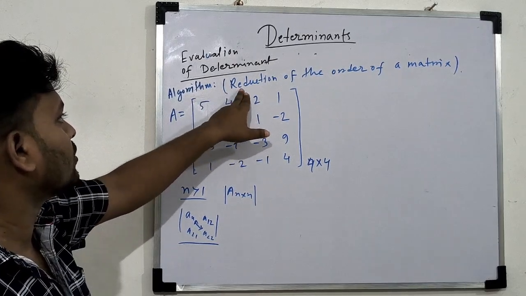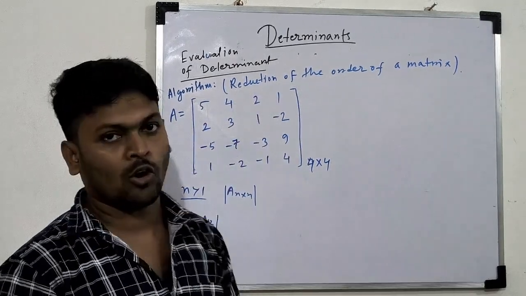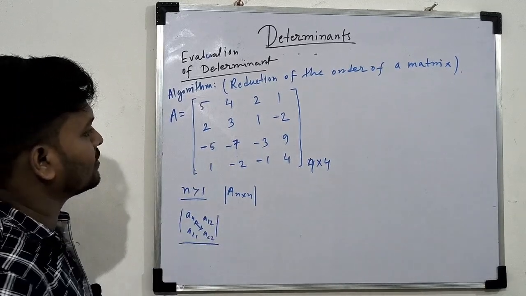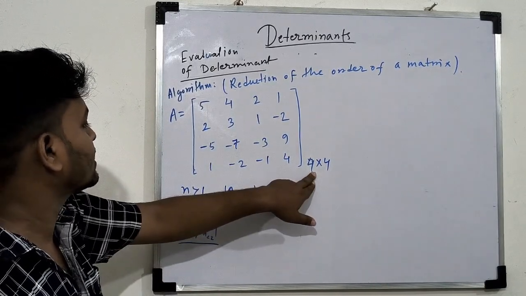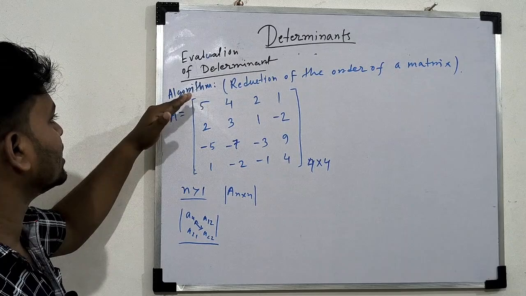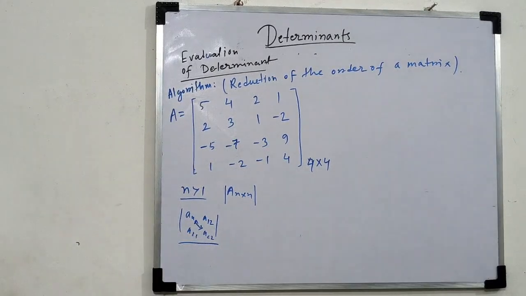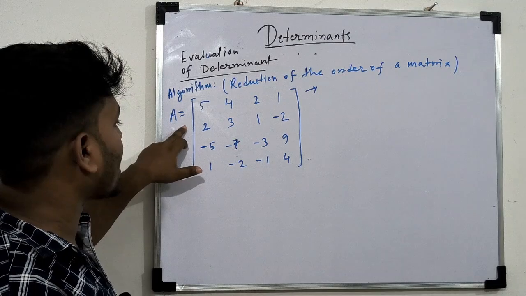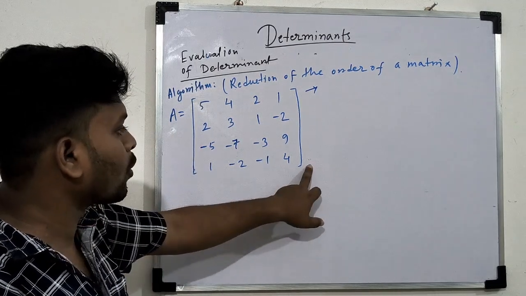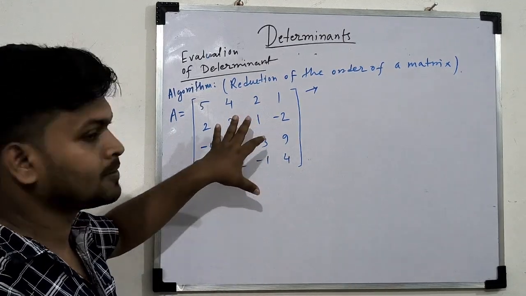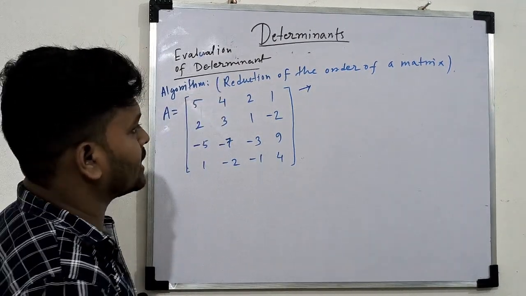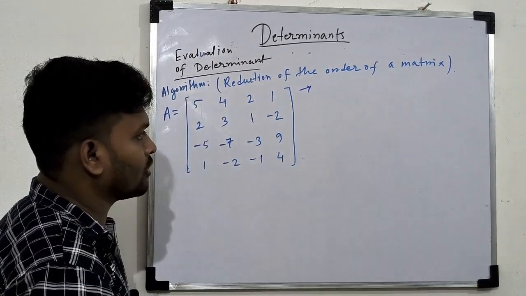That's why this algorithm is named reduction of the order of a matrix. So we find the determinant of this fourth order matrix, and step by step we will use the algorithm. Our target is to decrease the order by one from the current matrix. So this is a 4 by 4 matrix, and we will make this fourth order matrix into a third order matrix. For this we use this algorithm.